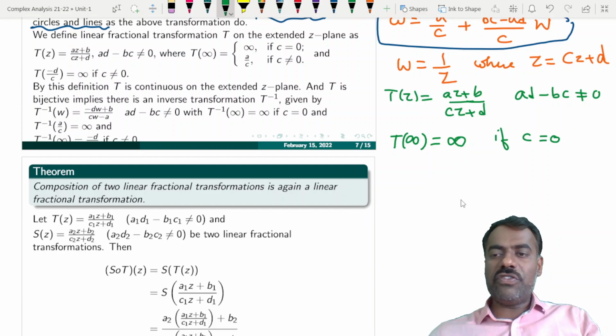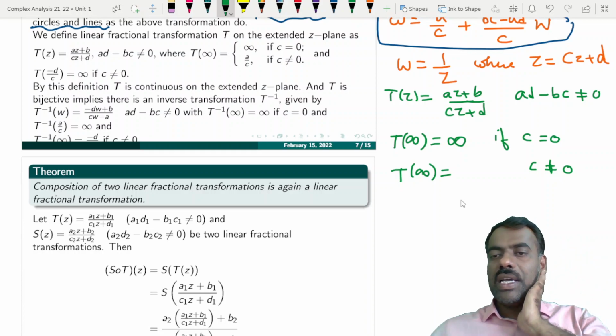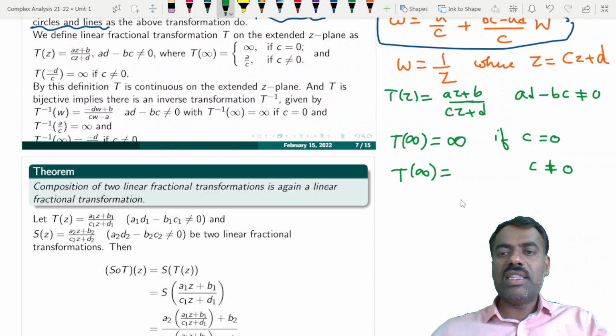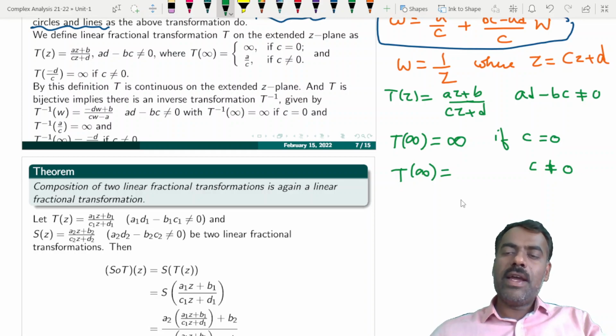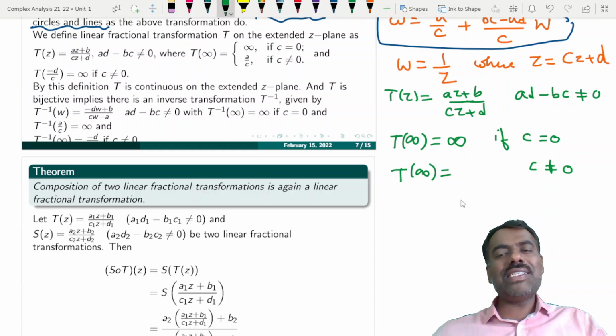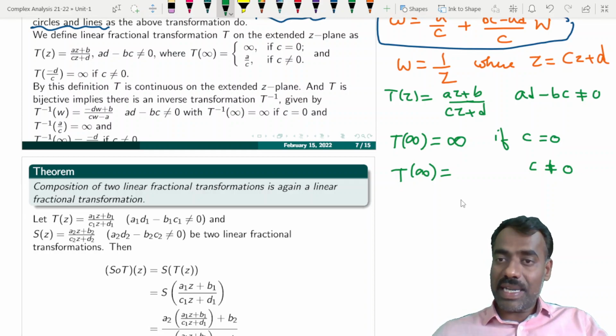Now if c is not equal to 0, what can we say about the value of T(infinity)? If c is not equal to 0, then this value is a/c. Why? You can take z common in both the numerator and the denominator. Then it is (a + b/z)/(c + d/z). As z tends to infinity, b/z tends to 0 as well as d/z tends to 0. So what is remaining is a/c.